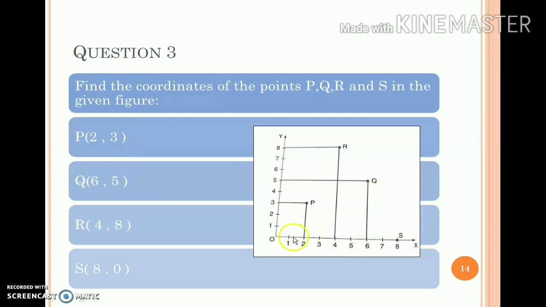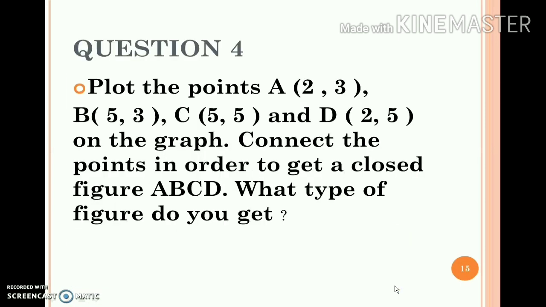Similarly, the coordinates of Q are (6, 5), and those of R are (4, 8). So the coordinates of R are (4, 8). Let's see S. These are (8, 0) because it's not moving upward, it's on the x-axis only. So next question, plot the points A (2, 3), B (5, 3), C (5, 5) and D on the graph.